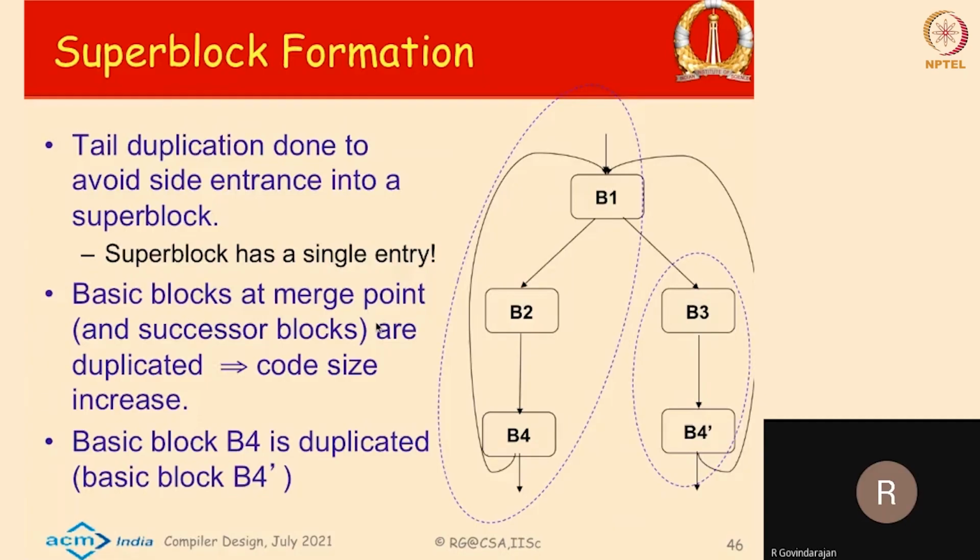And the entry is always from B1, correct? It has two exits, one at the end of B1 and one at the end of B4. I have another super block consisting of B3 and B4, entry in B1, exit only in B4, right? Now I can individually schedule these nodes, or individually do instruction scheduling for them, so that I can optimize the instruction schedule length. That's the idea.